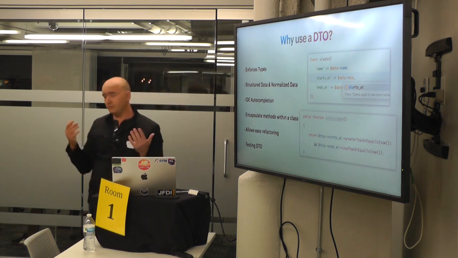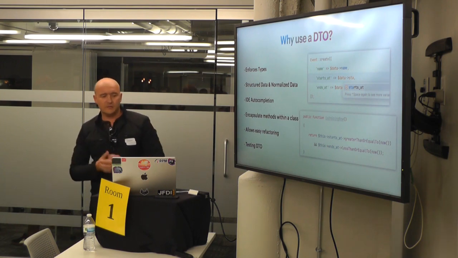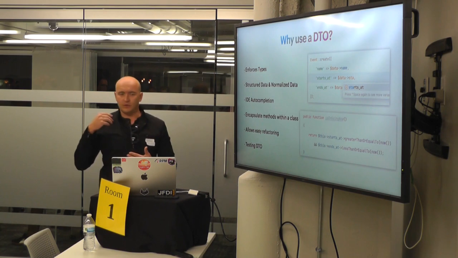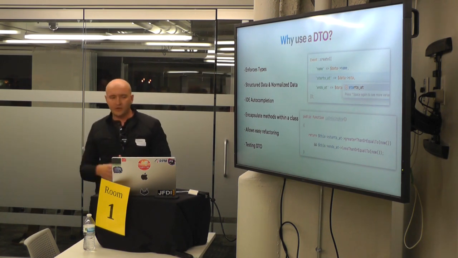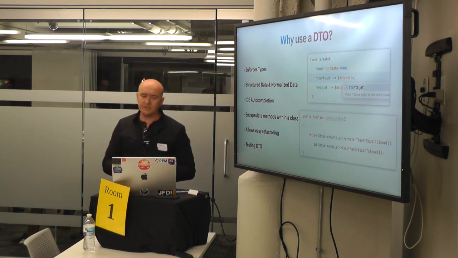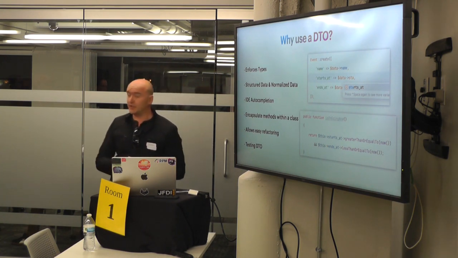The other part of it is we have IDE auto completion. Because it's a full-on class, full-on object, the IDE understands all the usages of a property, what the data of that property is, and so on and so forth. Then you can do auto completion, so there's less likelihood for a typo.